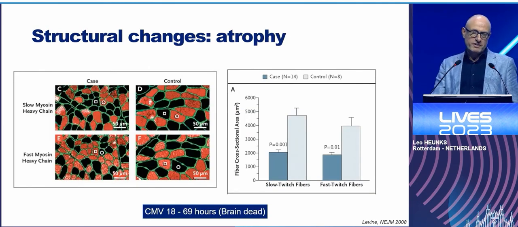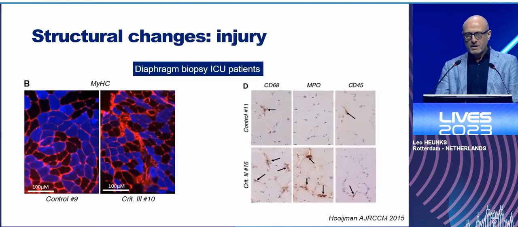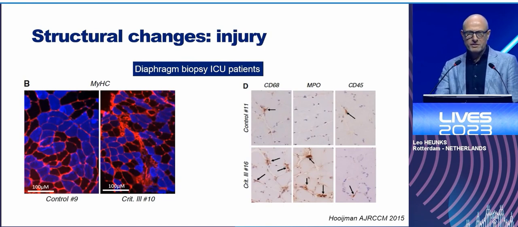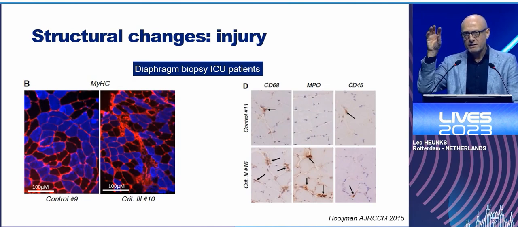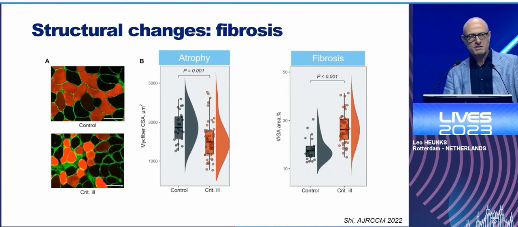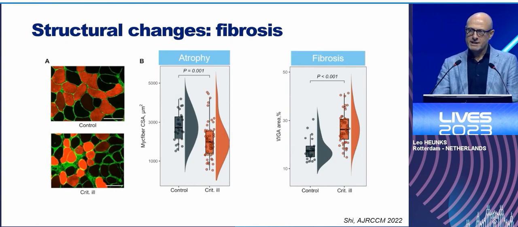You've seen this slide. One of the explanations, if we look at the structural changes in the diaphragm, is atrophy, probably resulting from disuse. But if you look more closely, and these are data from biopsies that we took of the diaphragm from real ICU patients, we'll see it's not only atrophy. There's inflammation as well. The diaphragm is infiltrated by all kinds of inflammatory cells, and more recently we found there's actually fibrosis of the diaphragm, and that cannot be explained by just disuse.